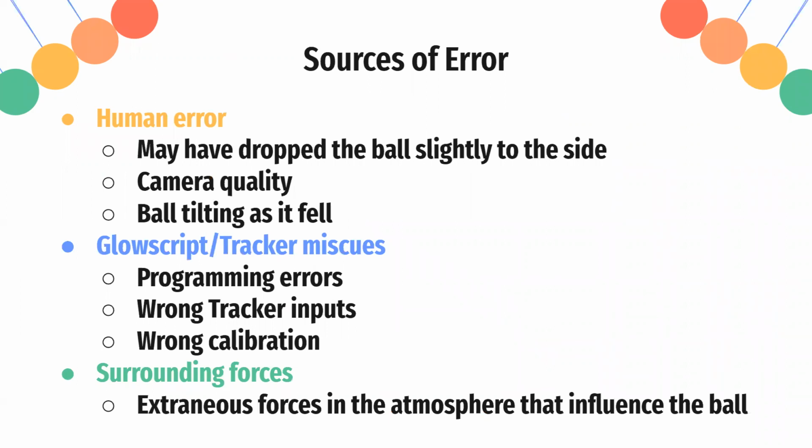Some of the errors that could have been considered in this lab is human error. I may have dropped the ball slightly to the side. The camera quality could have been a little off, so Tracker could have messed up a little. The orange could also have tilted as it fell. There could also have been some GlowScript errors, such as wrong inputs and wrong calibration. And some surrounding forces, such as the AC in the room, could have also had an effect.